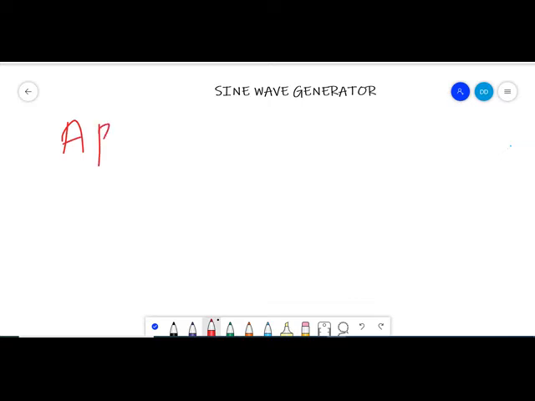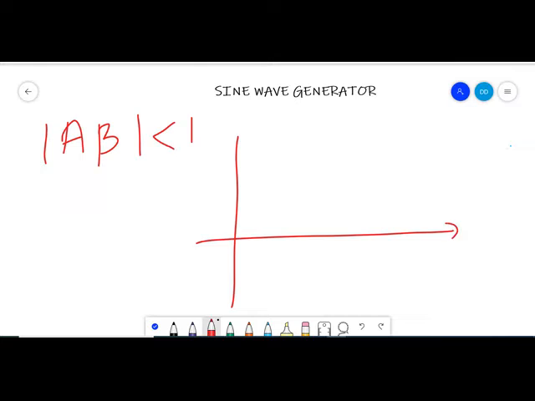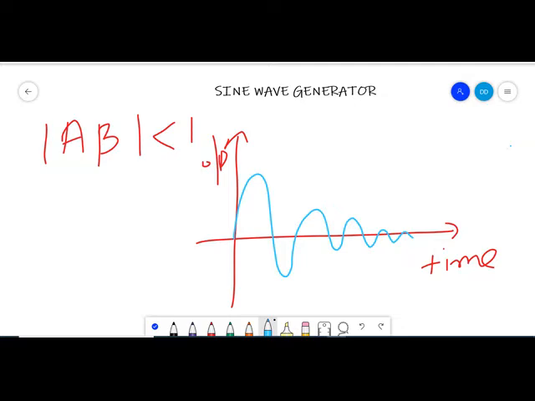If A into beta magnitude is less than 1, then this is time, this is output. We get decaying oscillations. So to start the oscillations without input, the magnitude of A beta is kept higher than unity, and then the circuit has to adjust itself to A into beta magnitude equal to 1 in order to obtain the sustained oscillations.